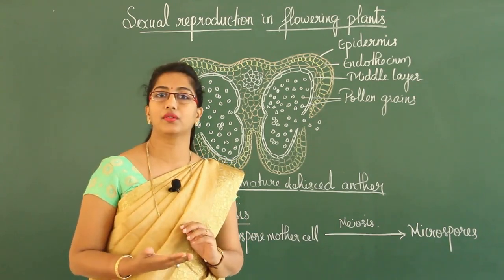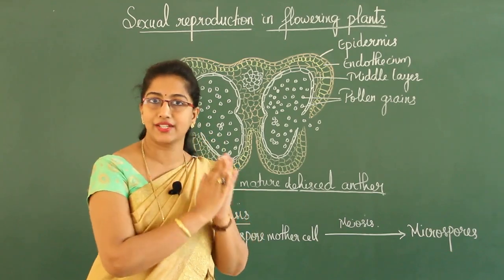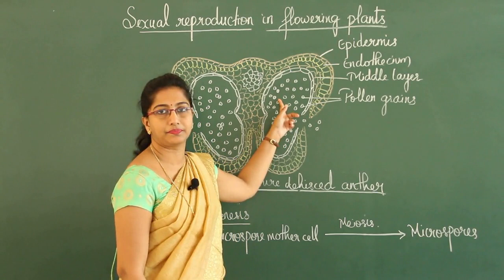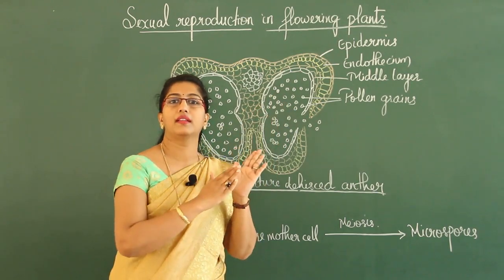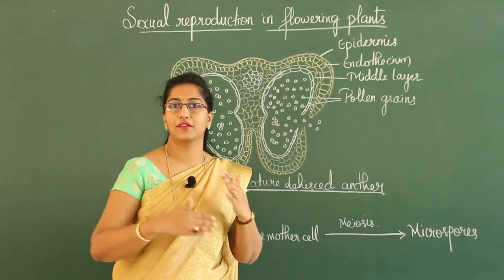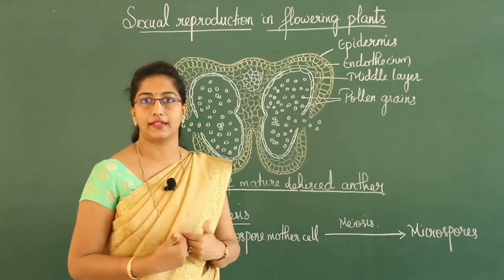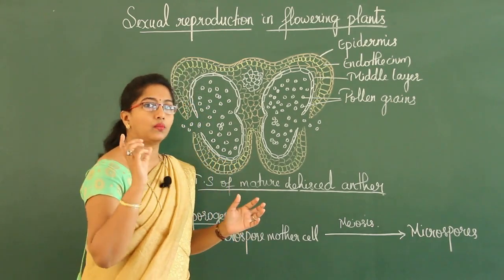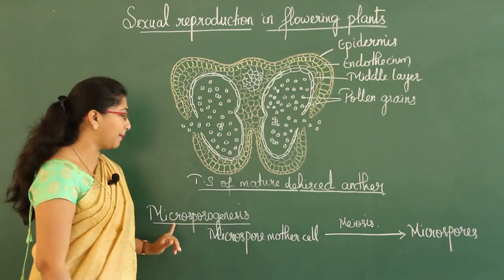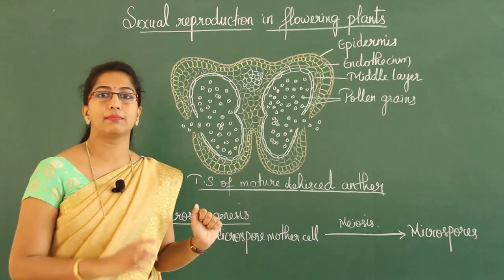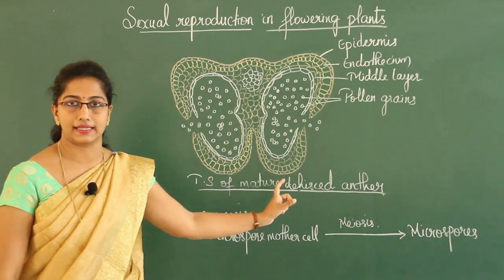Now I told you sporogenous tissue has been converted into pollen grains. So how did that transformation happen? How did those changes happen? We will have to study now. What we have to study now is microsporogenesis. So what is microsporogenesis?